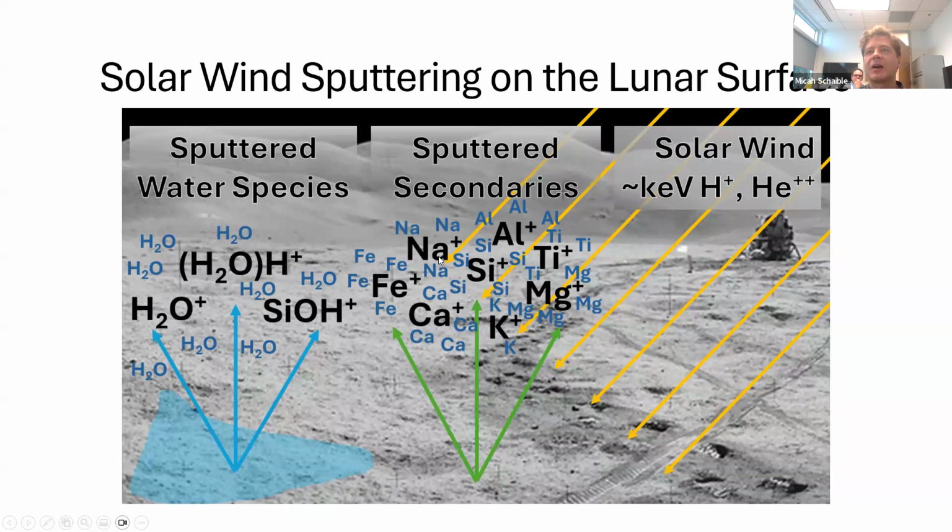Those secondary ions are representative of the surface composition. But the other side of this is that we can also detect the presence of adsorbed volatile species, for example water, through its secondary ion signature as well. And so the question that we're asking with this work is, can the solar wind produce sufficiently high abundances of sputtered secondary ions to allow for observation and detection, in particular of these trace elemental species and water?